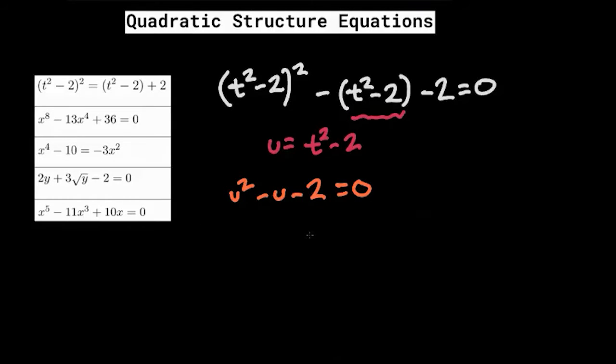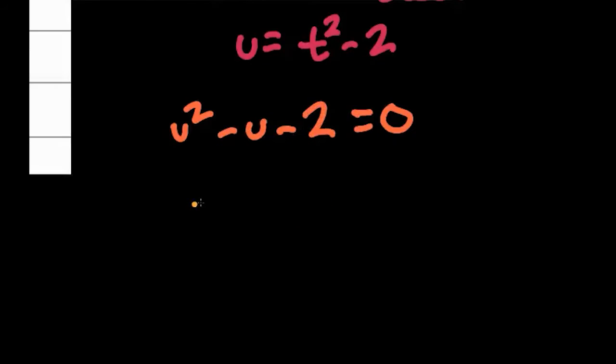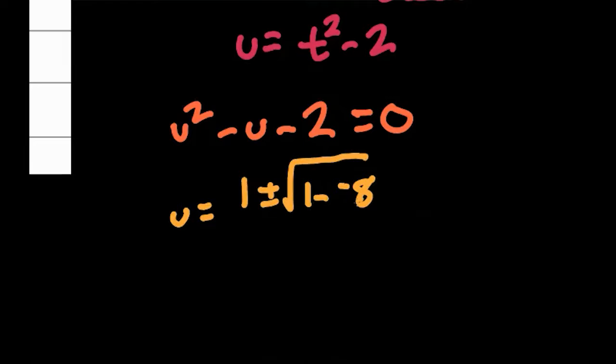Okay. Now from here, I am going to do quadratic formula. So it's going to be u is equal to negative b, which is just 1, plus or minus the square root of b squared, which is 1, minus 4ac, which is 4 times 1 times negative 2, which is going to be negative 8. And then we're dividing it by 2a, which is 2 times 1. So I'm just going to put a 2 down here.